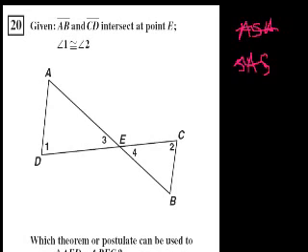So problem 20. You don't want someone else to get paid more just because they were willing to say SAS, ASA. Anyway, all right, problem 20. Given AB and CD intersect at point E.